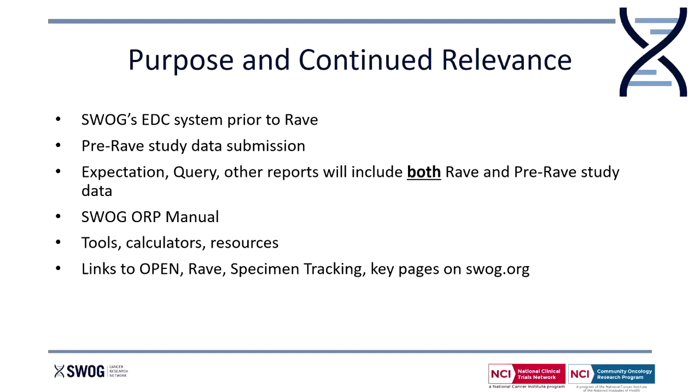Also, the workbench has a variety of reports on it, in particular expectation, query, other reports. And what's important about those is that those are designed and maintained by staff at the SDMC, and they will include data for both your RAVE studies and your pre-RAVE studies, whereas the DQP and the other things that are connected only to RAVE will only include data for those studies. So if you want to see data for all of your studies, those reports are a good resource.